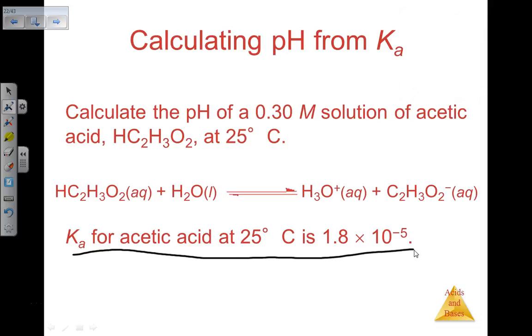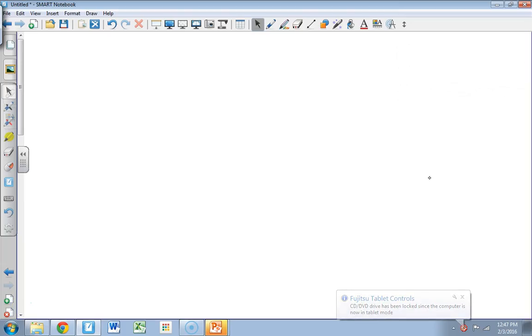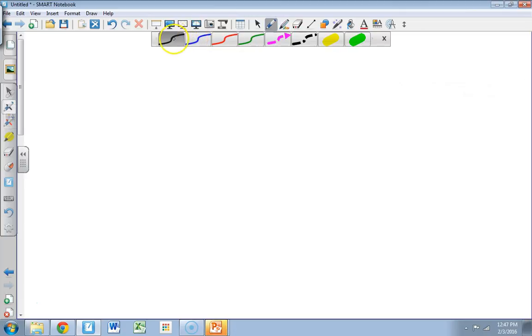So let's take a minute, and I'm going to set this up on my little notepad, and we'll give it a shot. I think there's value in showing you how to set up a problem like this. Okay, and so we were given acetic acid.